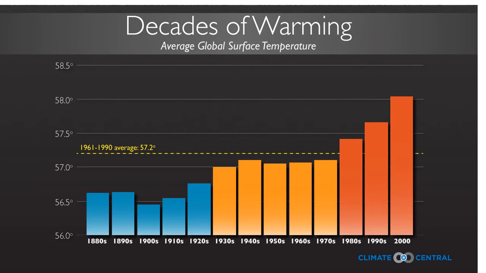All right, and so this graph shows us the average global surface temperature. So this is the average temperature of Earth on the whole. And the global average temperature has risen about 1.6 degrees Fahrenheit over the past century. And so you can see those last three bars on the right. Each of the last 3 decades, so the 1980s, 90s, and 2000s, has been warmer than the previous decades.